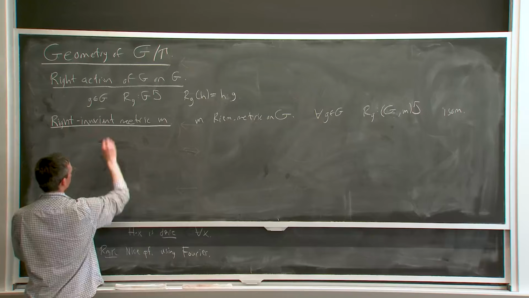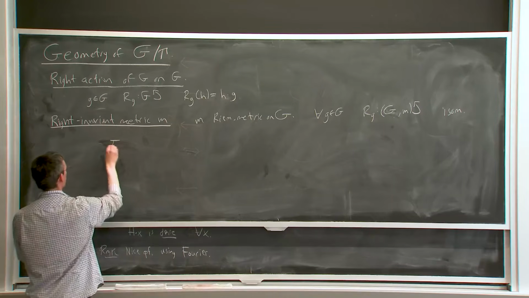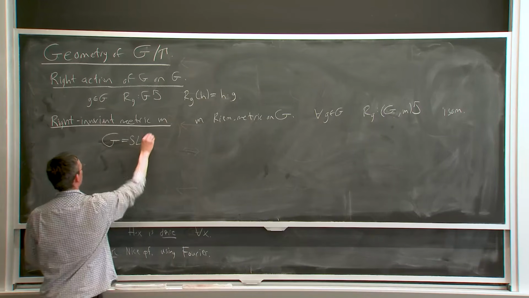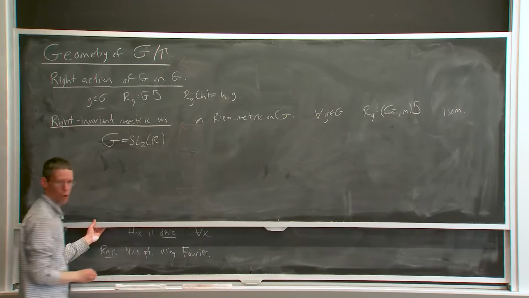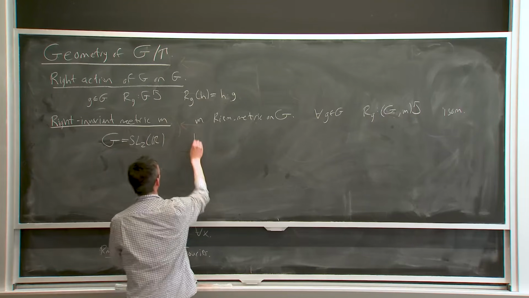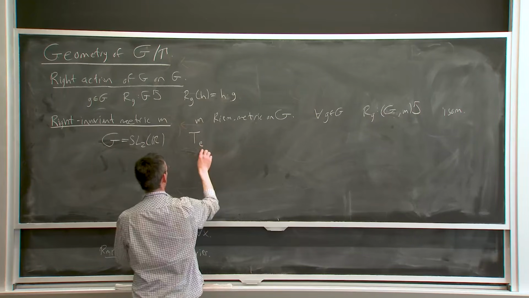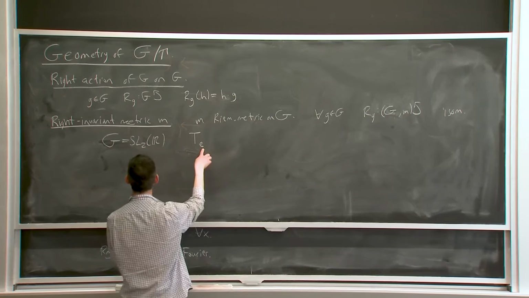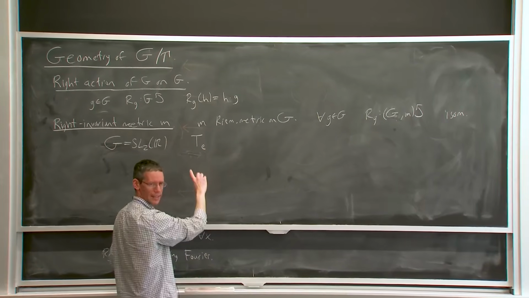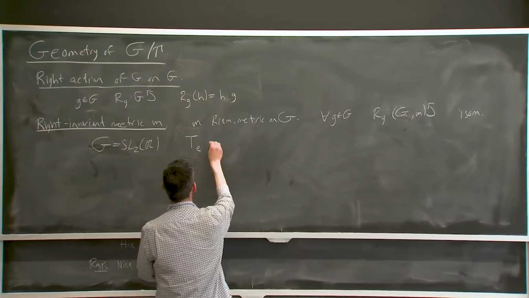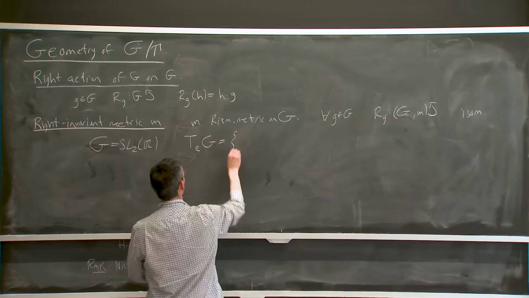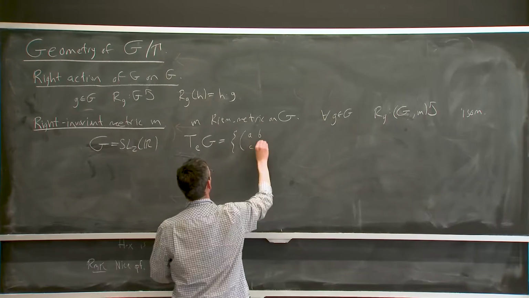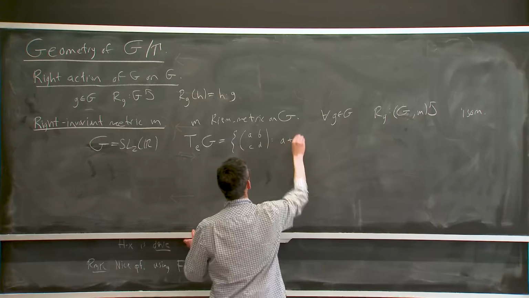So a lot of what we'll say here works for any group, but to be concrete, I'm going to stick to the group SL2R. The tangent space at the origin, so E is the identity. I was using the word origin, I should say identity. E is the identity in the group. The tangent space at the identity of this group is the space of matrices A, B, C, D with A plus D equal to 0.